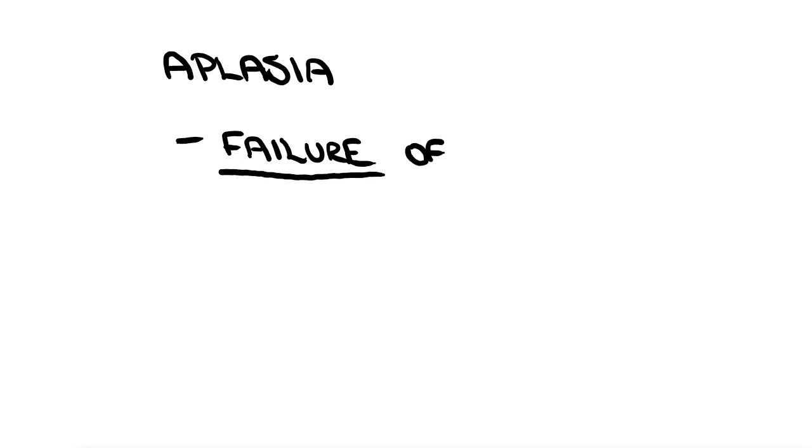Now we're almost done, but we have two more easy ones to go. Aplasia is the failure of growth during embryogenesis. So for example, in case of unilateral renal agenesis, in which a newborn is missing one kidney.